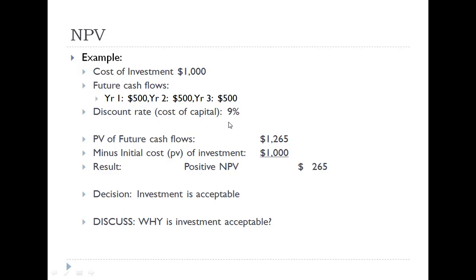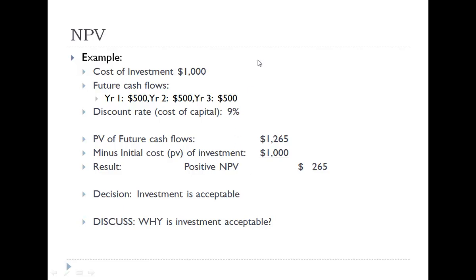Now, do we know exactly what percent return we earned? No, not yet, and that's a separate calculation. But we do know that we earned at least 9%. In fact, we probably earned more because this number is higher than 0. So this represents an acceptable investment under the net present value method.